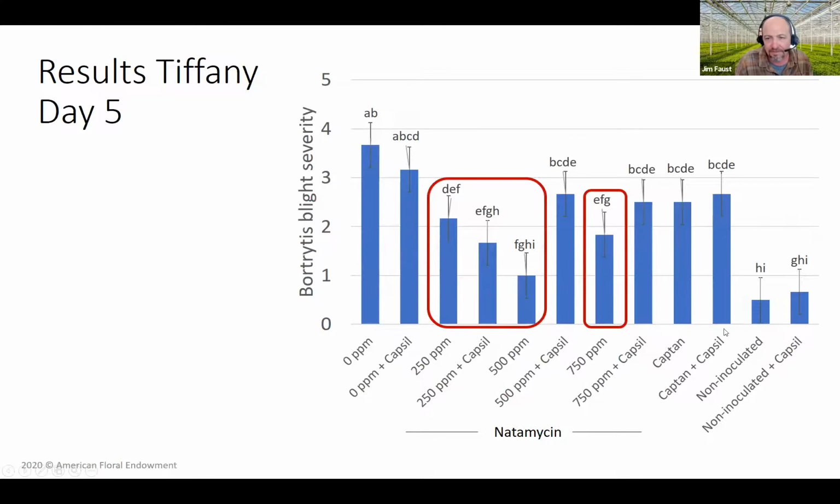And the treatments that are significantly different than this inoculated control on the left are the 250, 500, 750 natamycin treatments. So it looked good. We're not using capsule in the current study. There was no consistent benefit of having capsule in there, so we've taken it out.